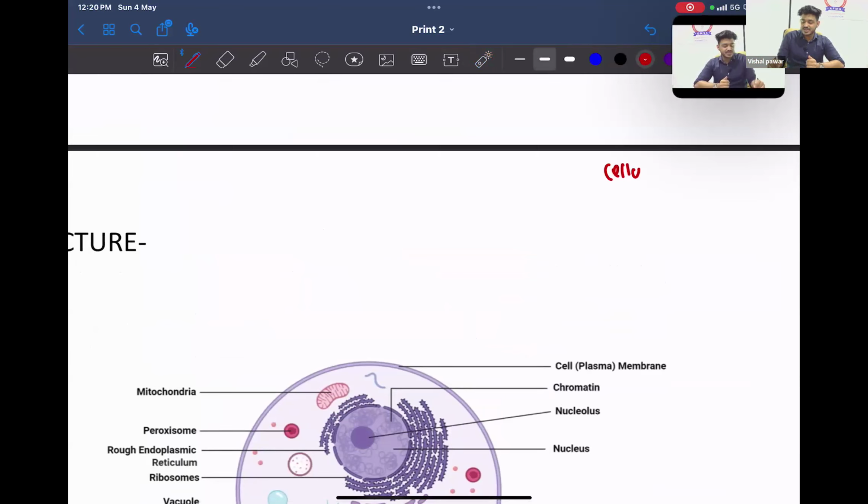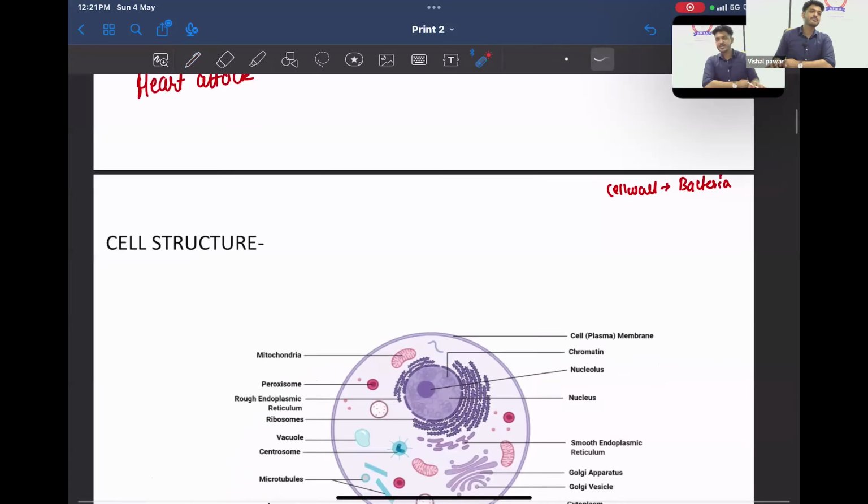Cell wall is a feature of bacteria. Plants you need not do. Plants you left in the 11th, 12th. Now you are a doctor. You have to think about bacteria only. What do you have to do with the plants? Yes, plants have it, but the important thing is bacteria. Why is bacteria important? You study antibiotics.